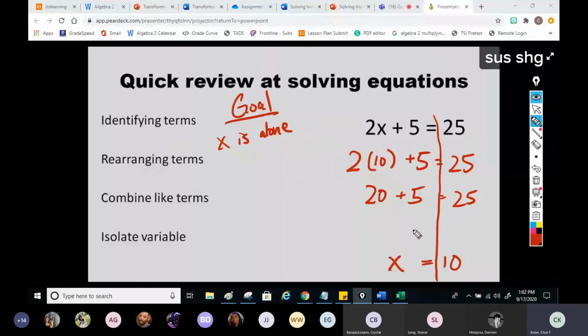So do multiplication first. Multiplication first. 10 times 2 is 20, plus 5 equals 25. All right, so make sure at every single step, the left side and the right side are equal, okay? And then 20 plus 5 is the same as 25, okay?